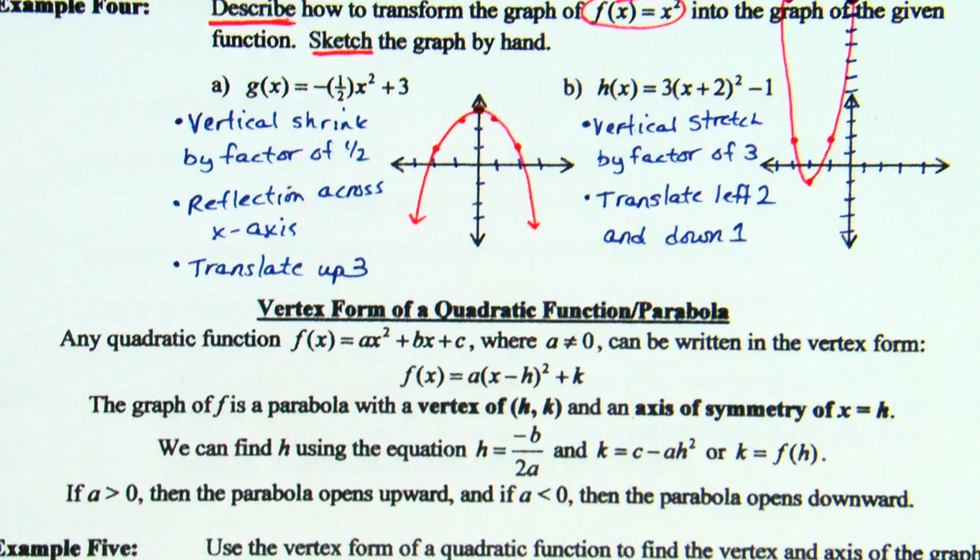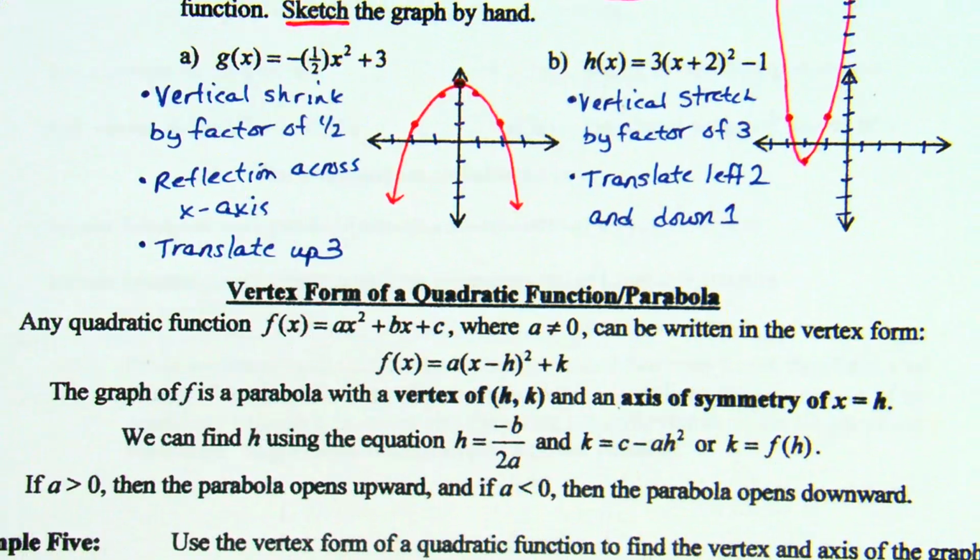Try and leave that up there a little bit. Talking about vertex form. And vertex form, any quadratic function, f of x equals ax squared plus bx plus c, where a is not equal to 0, can be written in the vertex form. So when I'm talking about vertex form here, it's a times x minus h squared plus k. That is the vertex form that we're reviewing today.